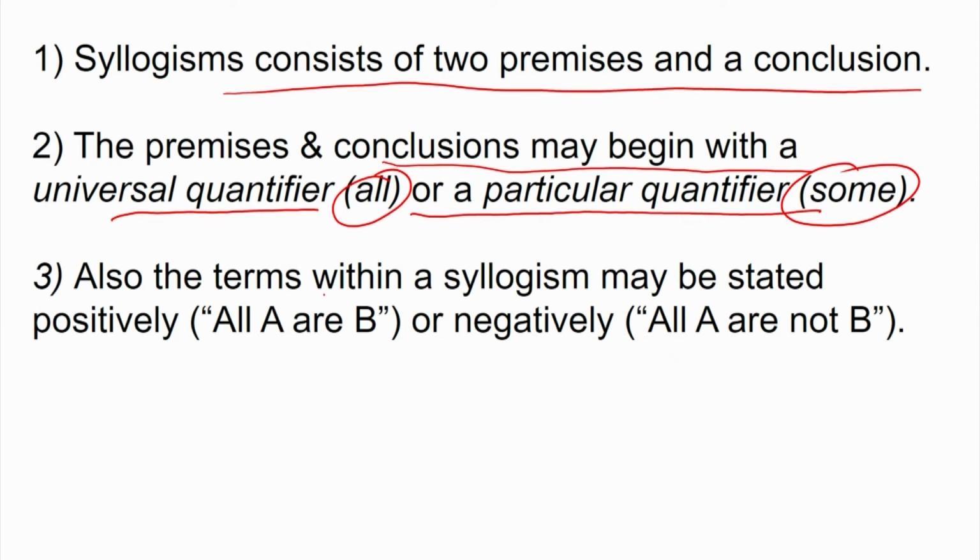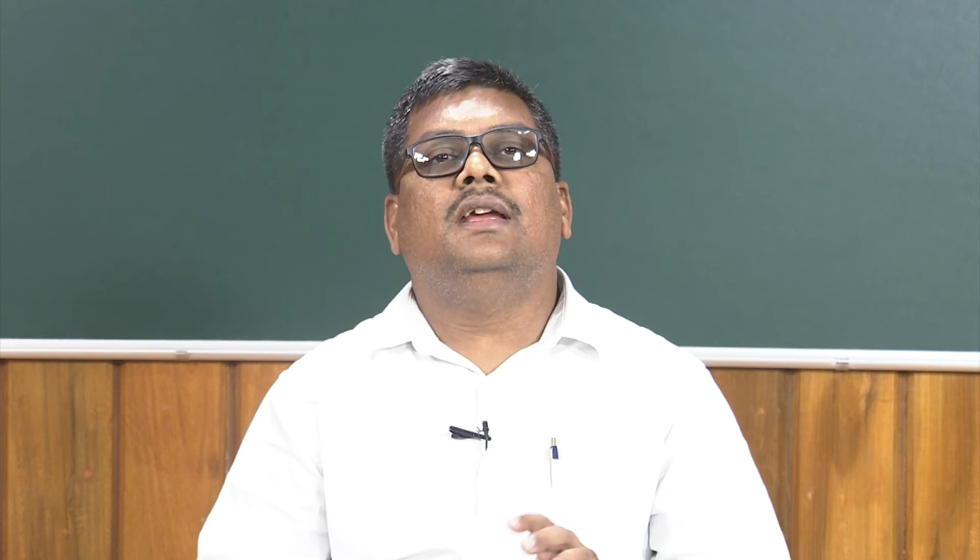Also, the terms within a syllogism may be stated positively, which is all A are B, or negatively, all A are not B. So, the statement itself could be both negative and positive. If it is positive, it will be all A's are B's. If it is negative, it will be all A's are not B's. It could also be some A's are B's, some A's are not B's, and so on. So, depending on the quantifier, or on the condition or environment of the syllogism, a particular syllogistic statement may be stated in a positive or a negative reference frame.